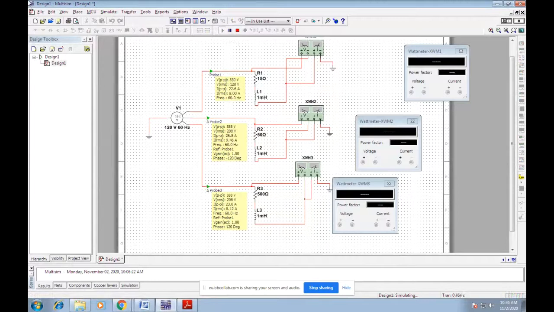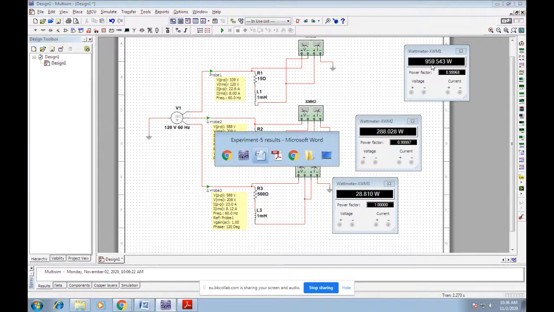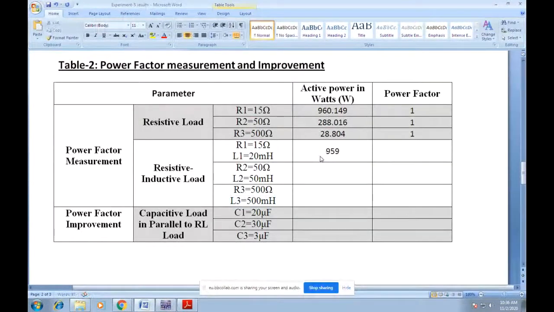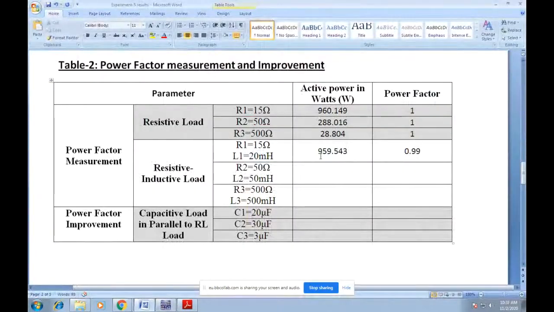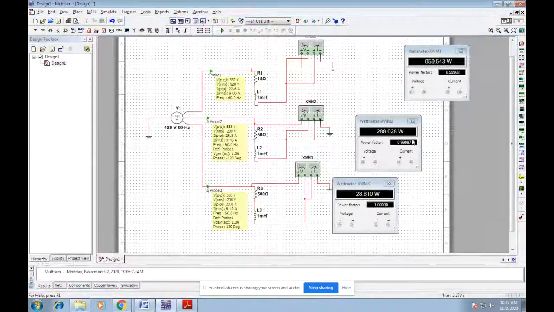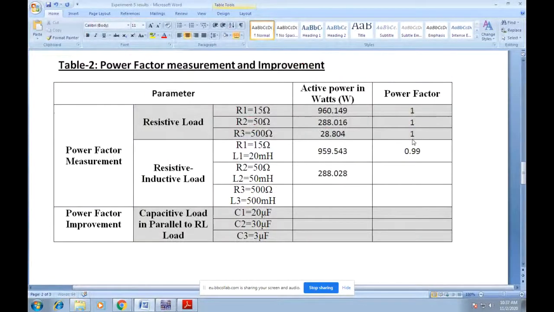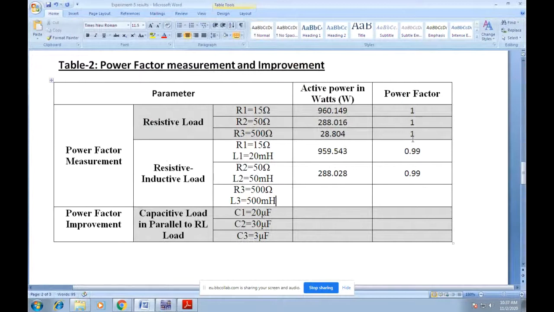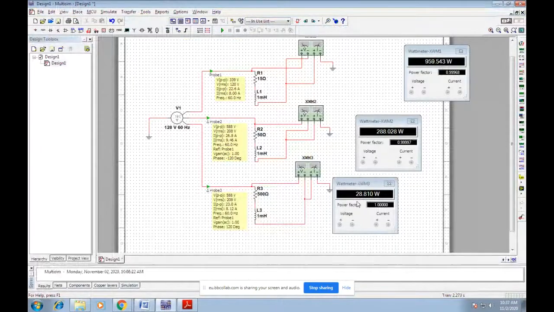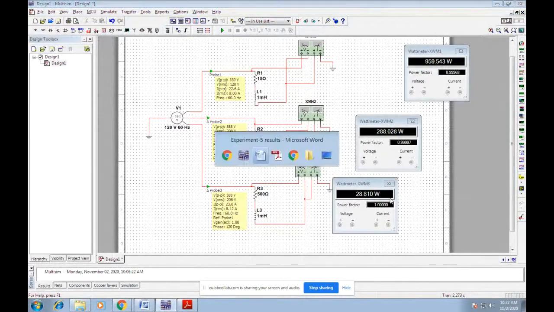Again, click run simulation. You can observe some values in the wattmeter. What are the values? For the first one, 959.543 watts. What is the power factor? 0.99. For the second one, 288.028. What is the power factor? 0.99. For the third one, 28.810. And what is the power factor? 1.